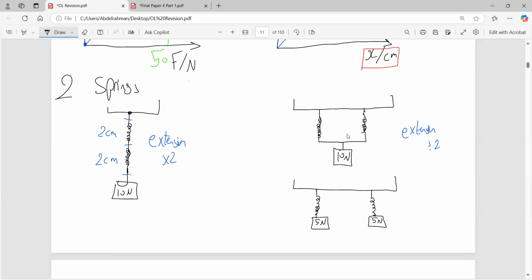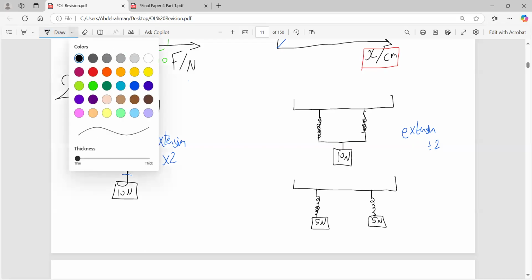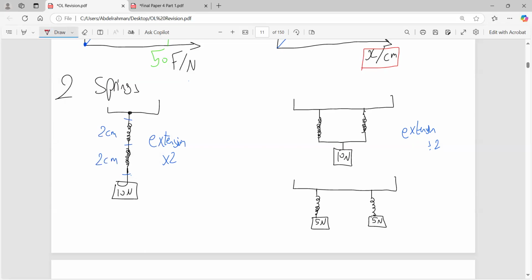So each spring will have only half of the load, so it would extend only half of the extension it would have extended. So if they are in series, you multiply it by 2. If it's in parallel, what happens? You divide it by 2. That's it. That's very quickly what happens in Hooke's law.